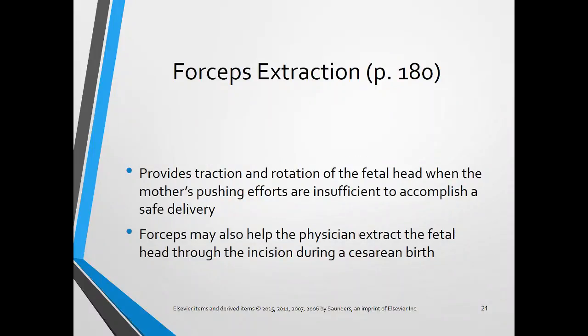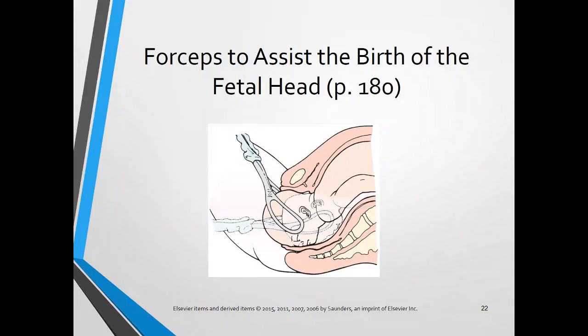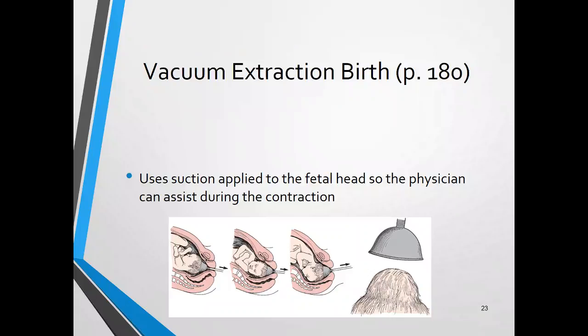Another thing that may need to occur when the infant is in the birth canal and needs a little more help is either a forceps or a vacuum delivery. Forceps is when the provider uses traction and rotation of the fetal head when the mother's pushing. And here's a picture of what that looks like, to help get the baby out so that they don't need to go to a C-section. And then here's a picture of vacuum extraction birth, where it actually uses suction on the head and then is pulled when the mom is pushing as well.